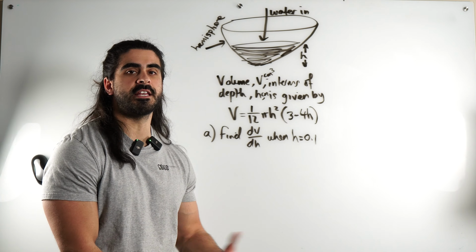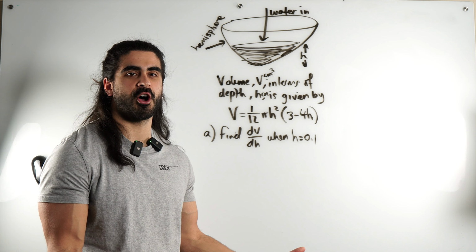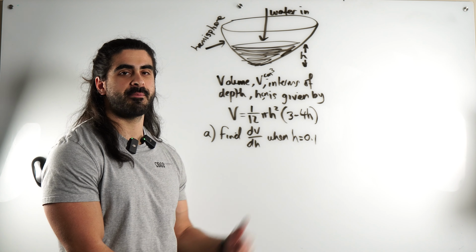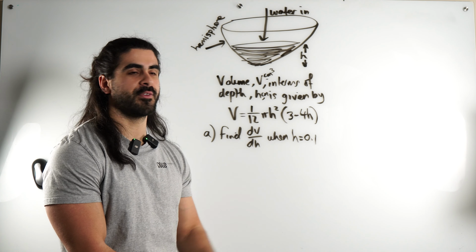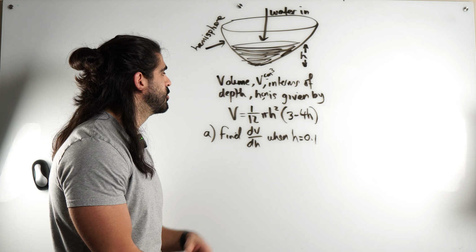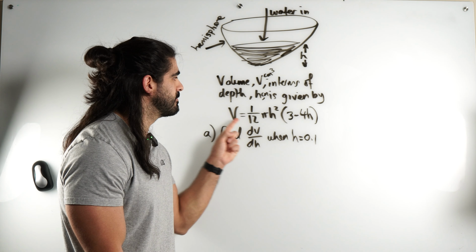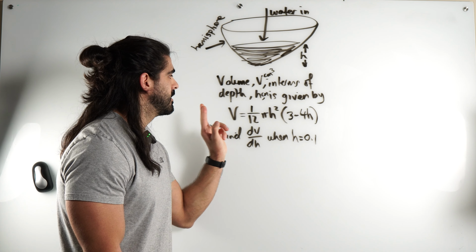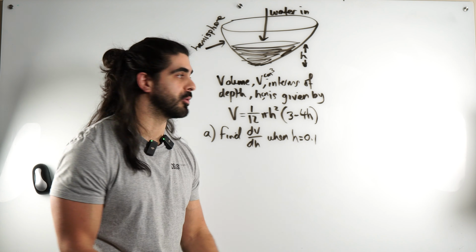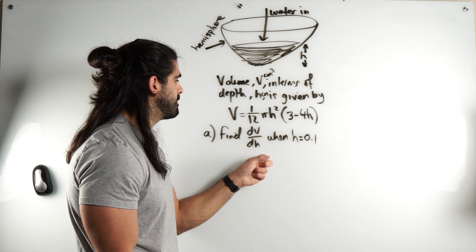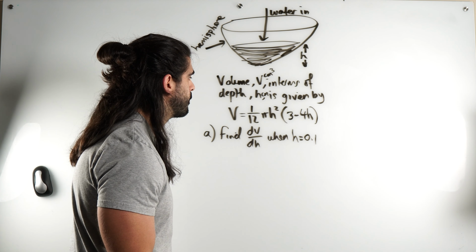Nice. Only 9.2% of students answered this question correctly. We've got a hemisphere, we've got water pouring in, we've got the height of the water in the bowl of h, we've got the volume in centimeters cubed in terms of h given by this formula. So, the volume is determined by the height of water in the bowl. Find dV by dh when h is 0.1.